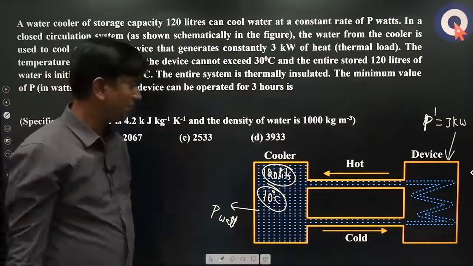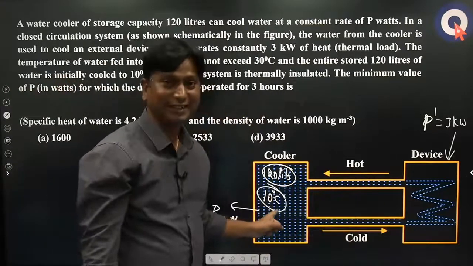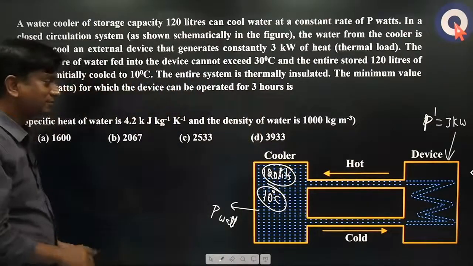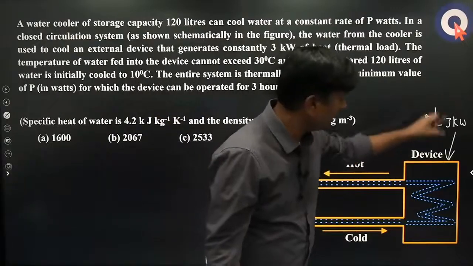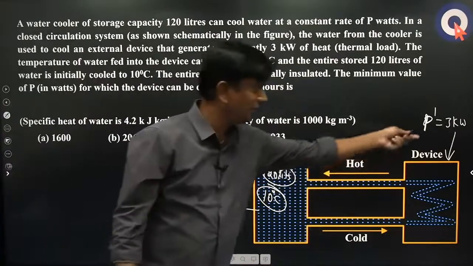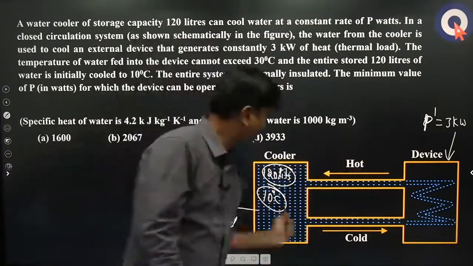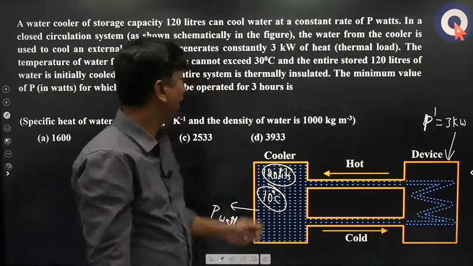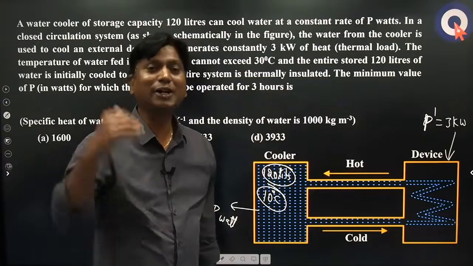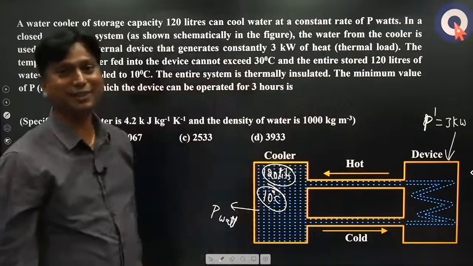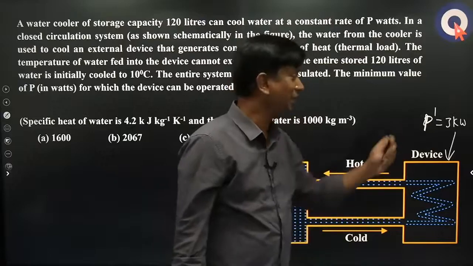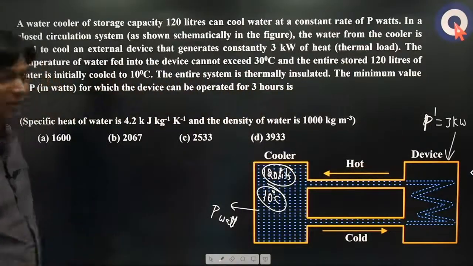So after 3 hours, what will happen is the entire water which was at 10 degrees will go to 30 degrees. So here the main logic: heat coming into the system is 3 kilowatts and the rate at which you are removing the heat is P watts, which will definitely be less than 3. Then only the total water is getting heated up slowly, and in 3 hours all this water which was at 10 degrees Celsius will come to 30 degrees Celsius, because it was not removing the heat at the same rate at which it is getting it. So definitely the answer should be less than 3 kilowatts, so we have to check that.